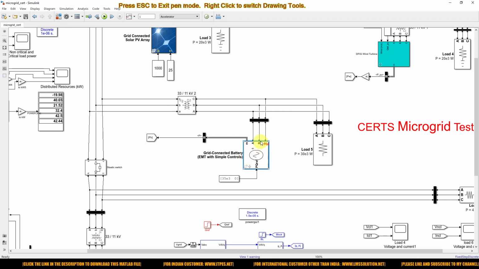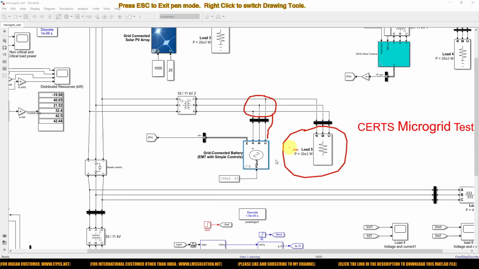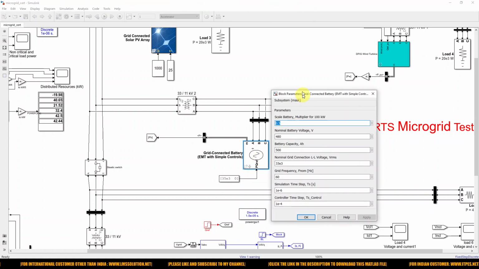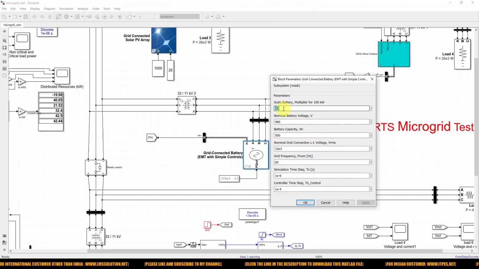Okay. So now the grid connected battery is connected with this utility. Next, at the same point we are going to connect this load also, 30 e power 3. Next, you can open this model. We can fix the power rating for that grid connected battery.